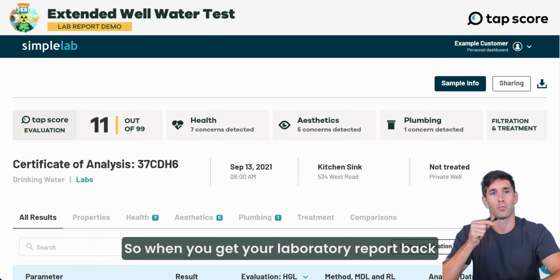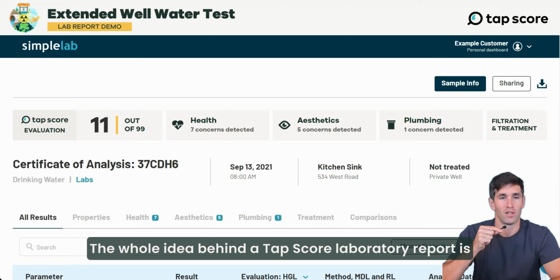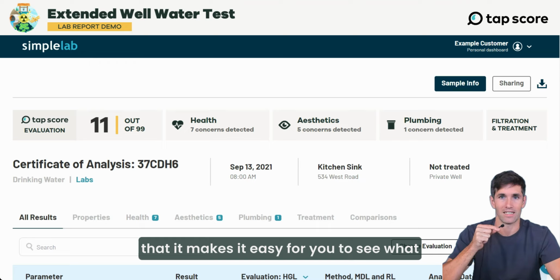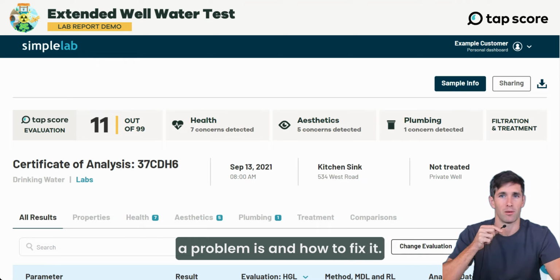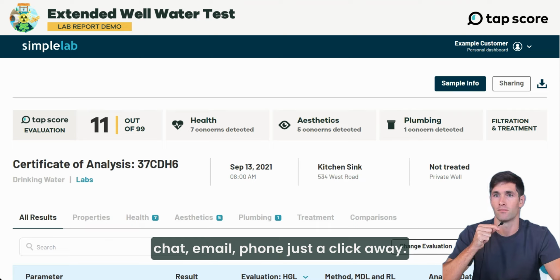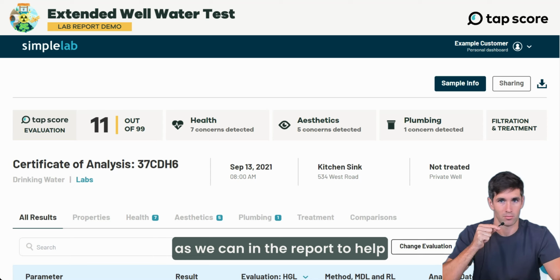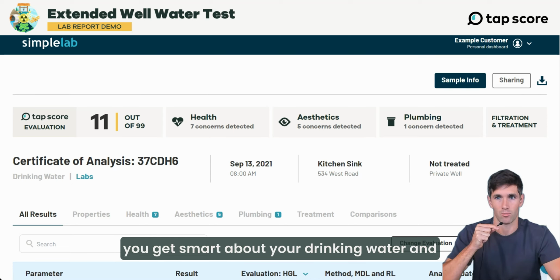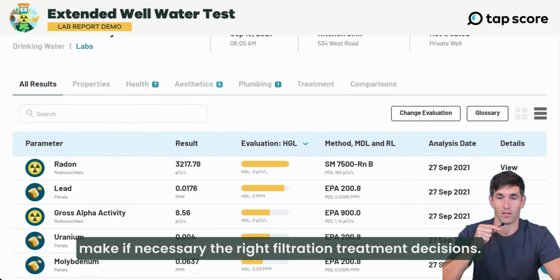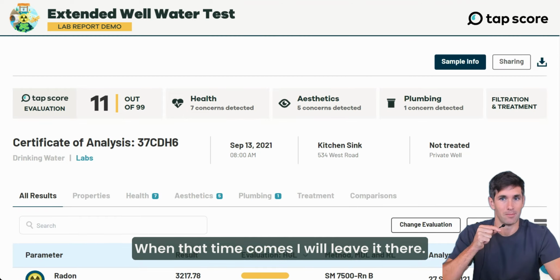So when you get your laboratory report back, you have a ton of information on it. The whole idea behind a TAP score laboratory report is that it makes it easy for you to see what a problem is and how to fix it. If you have questions, there's always live support, chat, email, phone, just a click away. But we try to put as much information as we can in the report to help you get smart about your drinking water and make, if necessary, the right filtration treatment decisions when that time comes.